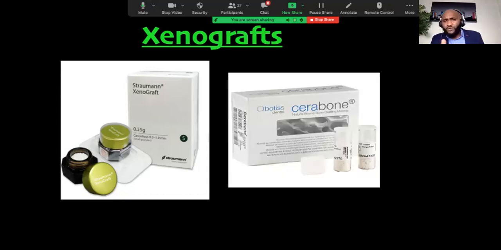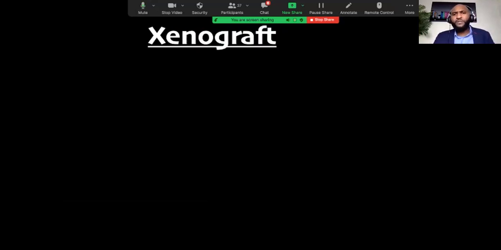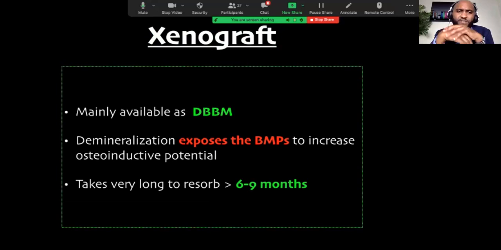So from Straumann, you have an option of the two. Which one do you prefer? Really, the choice is yours. So we'll say the one on the left is easy to handle. Again, this is all natural bovine bone. So xenografts are mainly presented as demineralized bone. So it is demineralized bovine bone matrix. We've talked about exposing the bone morphogenetic proteins on the surface of the bone substitute material to increase osteoinductive potential.